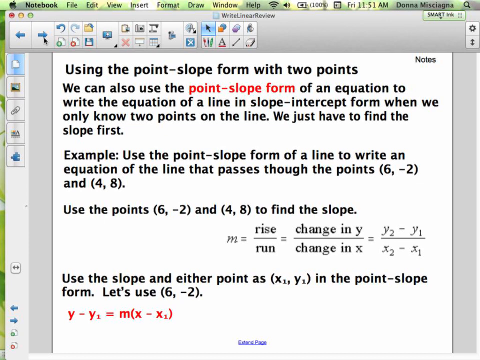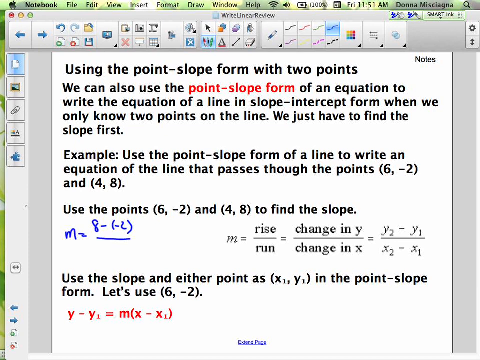So we're going to use those points to find the slope. Remember, we take the difference in the y-coordinates over the difference in the x-coordinates to find our slope. So we have 8 minus a -2 over 4 minus 6. So 8 minus a -2, that's going to be the same as 8 plus 2. Then we have 4 minus 6.